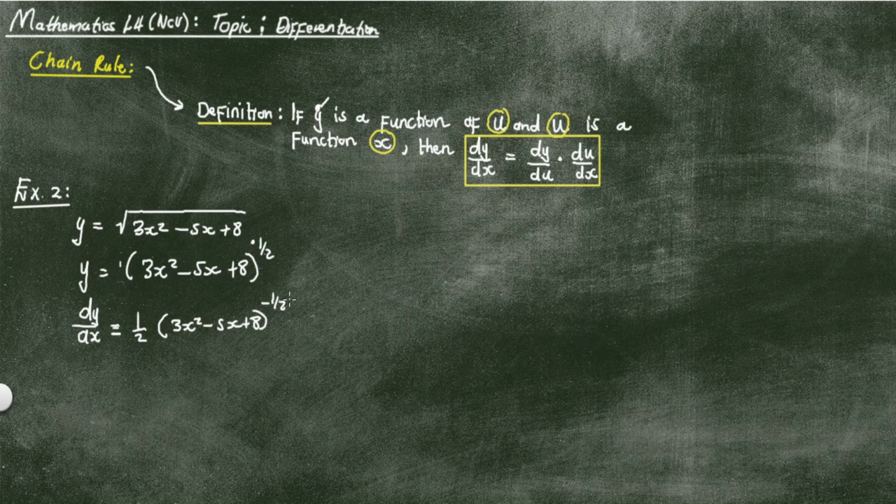Remember, when we do differentiation, we take the exponent, multiply the coefficient, and take away 1 from the exponent, multiplied by the expression or the function inside the big function, which is going to be 6x minus 5, right? Then we multiply, we have a 1 over 2, 6x minus 5, and then a 3x squared minus 5x plus 8 raised to exponent minus half.